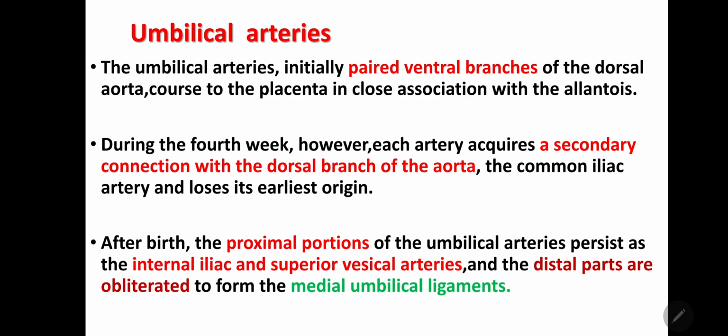The umbilical arteries are the paired ventral branches of the dorsal aorta, close to placenta, and they are attached to the placenta and are in close relation with the allantois. During fourth week, they acquire a secondary connection with one more dorsal branch of aorta, that is forming the common iliac artery, and lose their earlier origin.